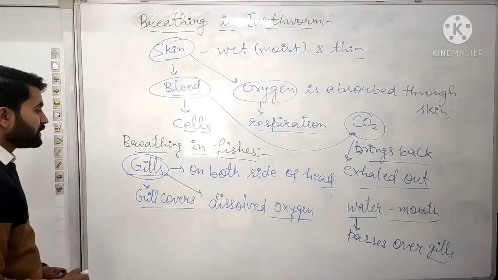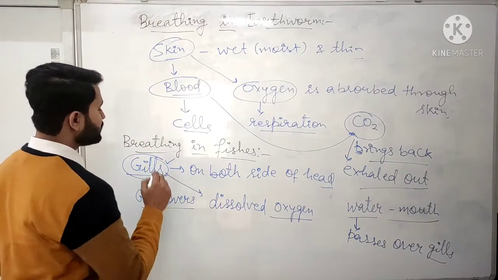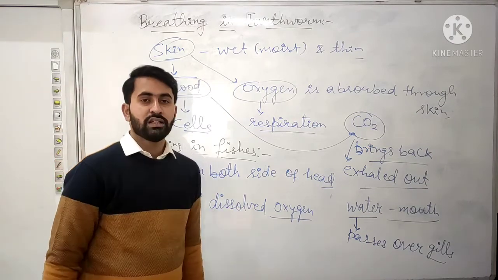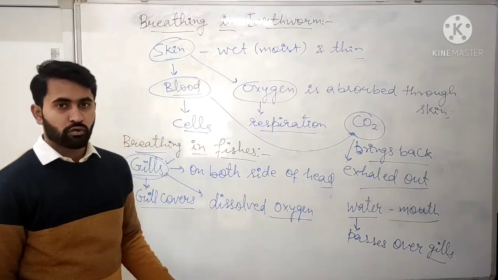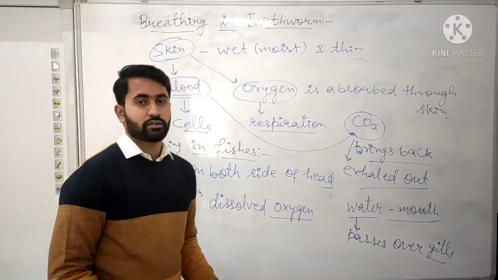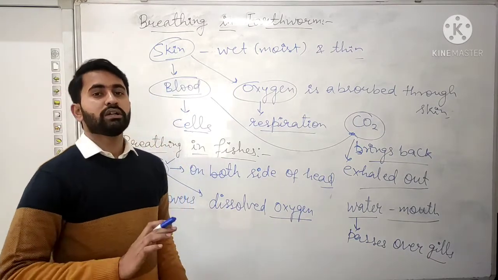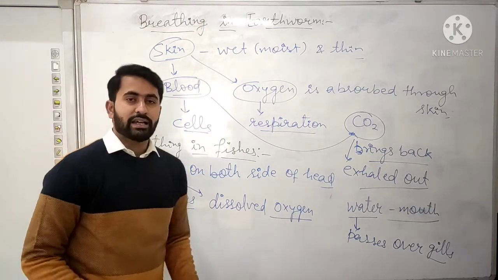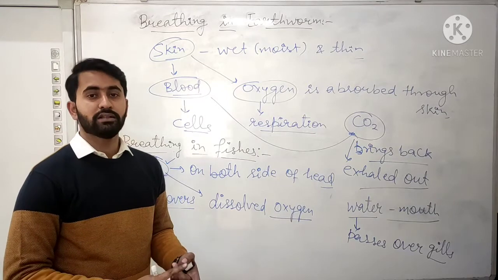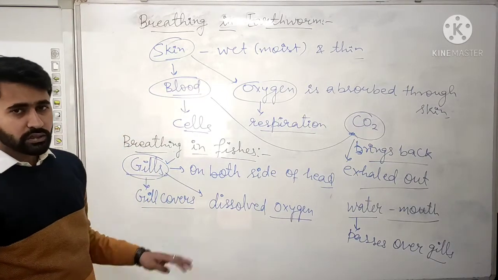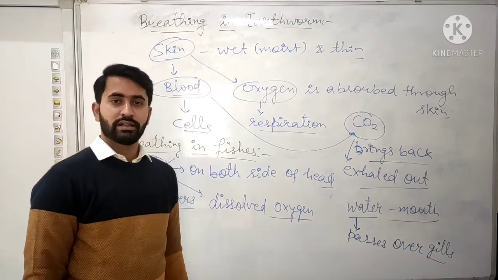So in the fish, the gills are the breathing organ which helps it to use the oxygen that is present in the water, and it also helps to remove the carbon dioxide into the surrounding water. Now, most of the aquatic animals, which live in water, have gills. So they breathe with the help of gills.